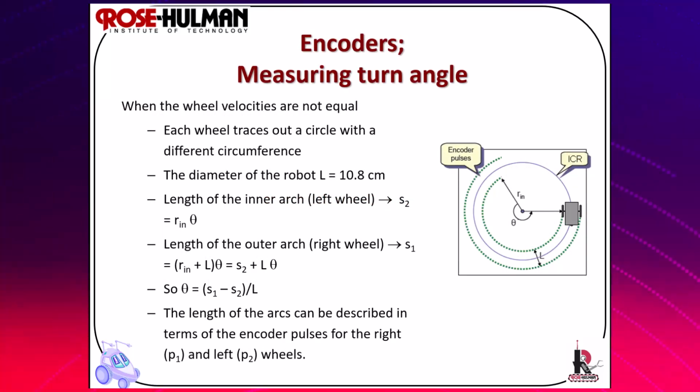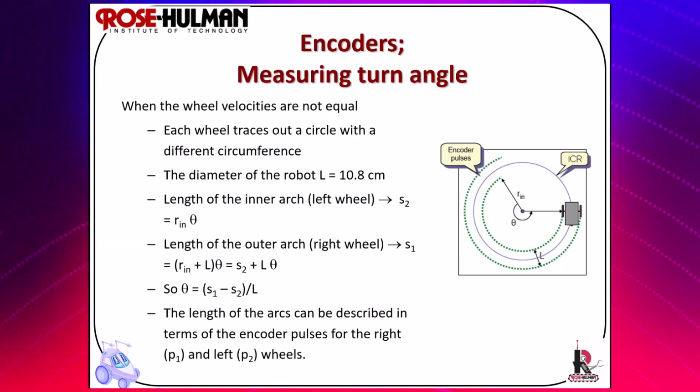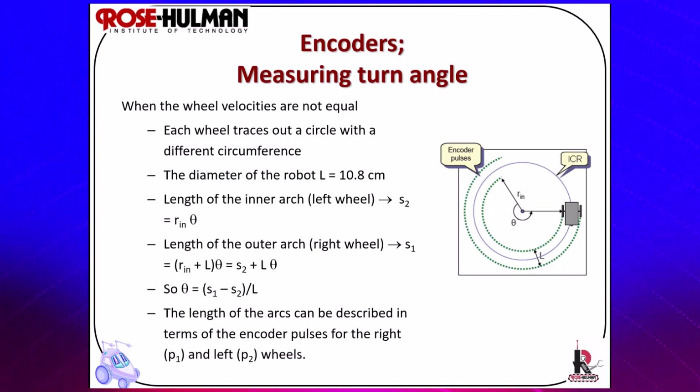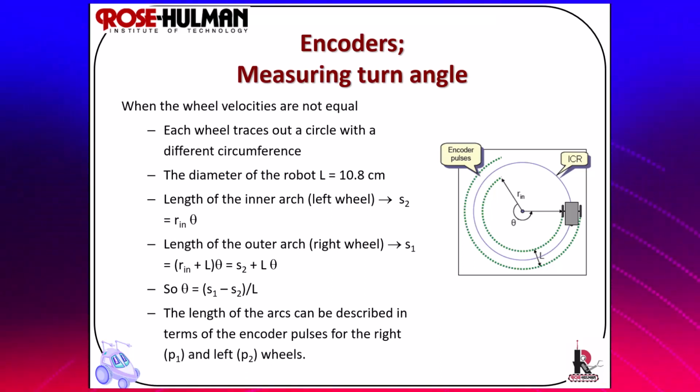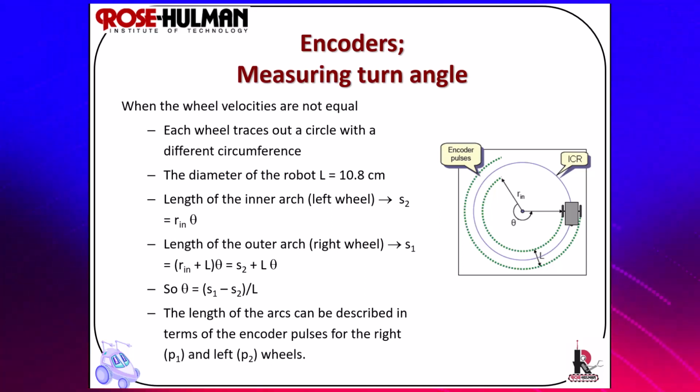What about using encoders to measure turn angle? When the wheel velocities are not equal, the robot will now turn or move in a circle. Each wheel will trace out a circle with a different circumference. The diameter of the robot, let's say, is 10.8 centimeters. The length of the inner arc is S2, or R theta. The length of the outer arc, or the right wheel, will be S1, which is R plus L times theta, or S2 plus L times theta. So the angle theta would be S1 minus S2 divided by L.